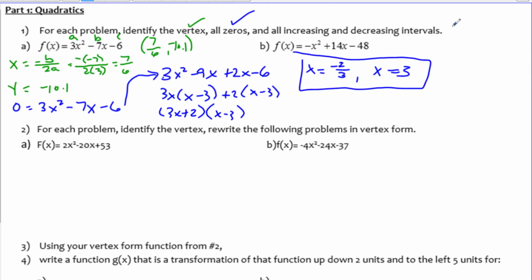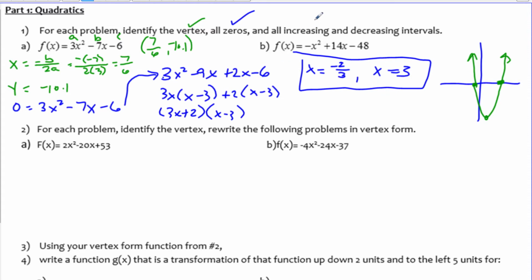And now it says all increasing and decreasing intervals. So if I'm looking at this particular function, 3x squared minus 7x minus 6, if I were to sketch this, here's what we know about it. We know that there's a 0 at negative 2/3, which would be about right here, and there's another one at 3, which would be somewhere way over here. And we know that the vertex is at 7/6, which is a number a little bit bigger than 1, so somewhere right here, and then all the way down to about -10. So this is a rough sketch of what this graph's going to look like, just using the information we've already figured out.